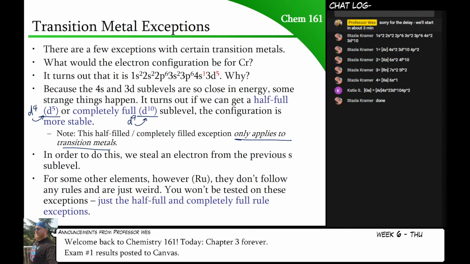Now, there are other elements that don't follow this rule. They just sort of do whatever they want to. You don't need to know those exceptions. And in fact, if I give you that element and you just go to ptable and copy the electron configuration off of it, you'll get the wrong answer on Canvas. So I only expect that you know the rules for the chromium column, which is group 6, and the copper column, which is group 11. So these follow the D5 and D10 sublevel rules, where we take one from S and we add it to what we have to get to D5 or D10.